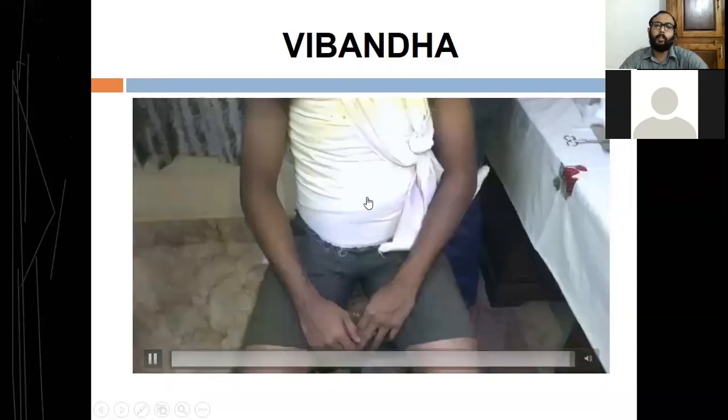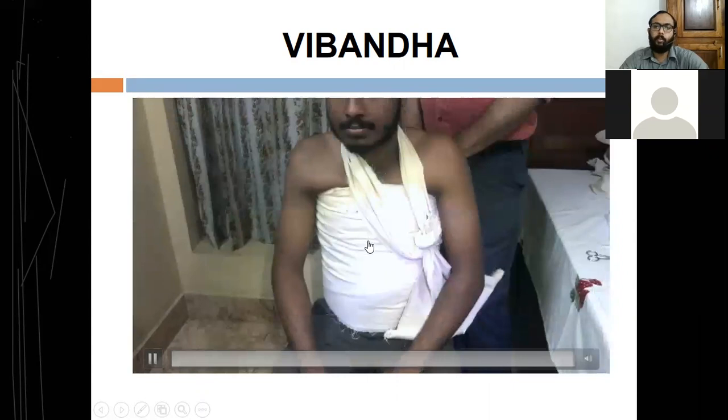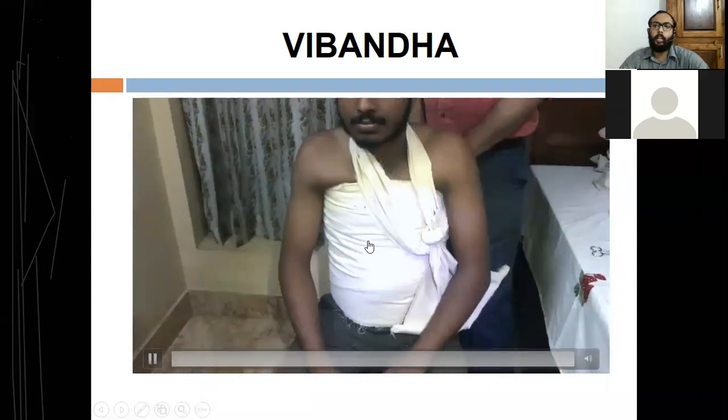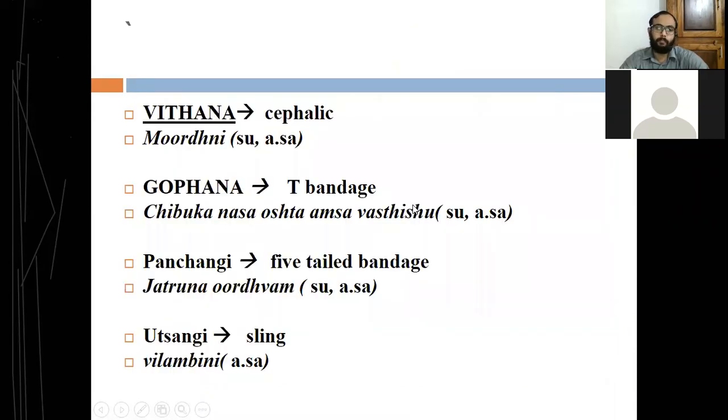Immediately after the immobilization, the patient felt pain relief in rib fracture and in T12 fracture. Immediately after the bandage, the patient felt good relief in pain. This is Vibandha Bandha. If we are not taking this cervical turn, then this bandage is called Mandala Bandha. Mandala Bandha. If we are taking this cervical turn, then it is called Vibandha Bandha.